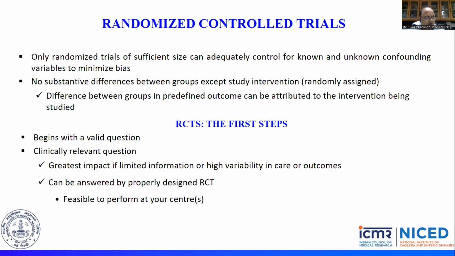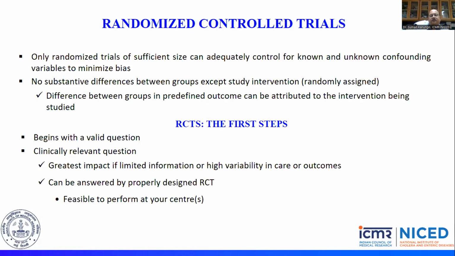When we talk about confounders, we have got an association to both the exposure and the outcome. And bias means it could be differential or it could be non-differential. There should be no substantive difference between groups except the study intervention, which is randomly assigned. Differences between groups in the predefined outcome can be attributed to the intervention being studied.